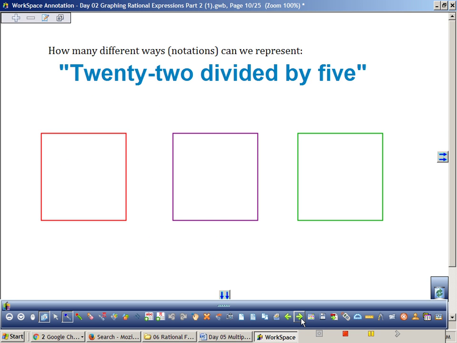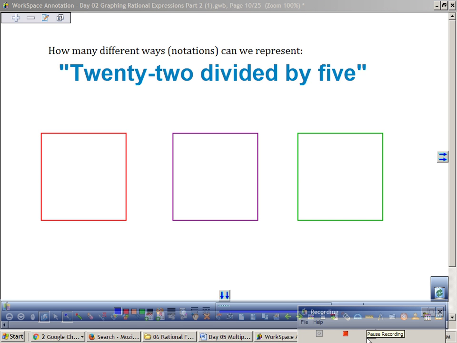Okay, how many different ways or notations can we represent 22 divided by 5? Show me on your whiteboard. How could you write 22 divided by 5? So I saw most representations.